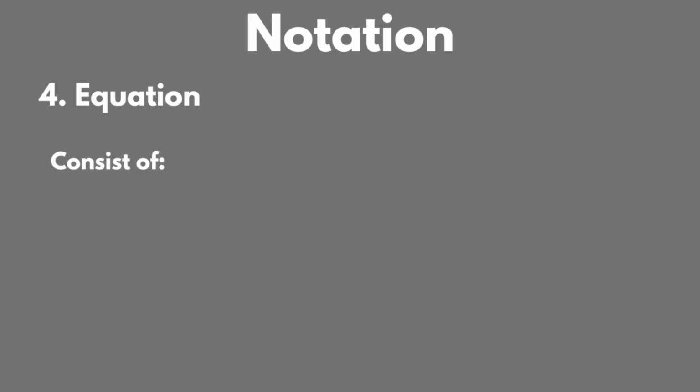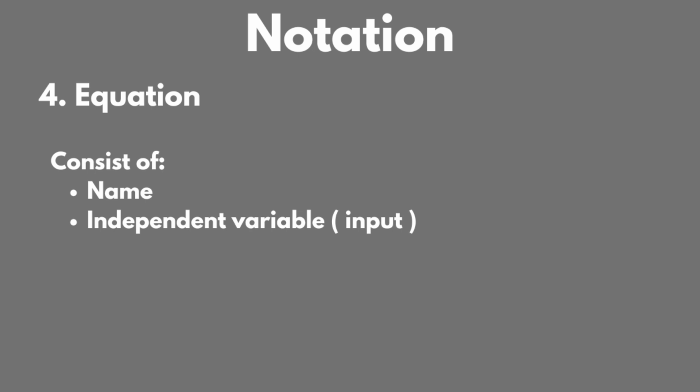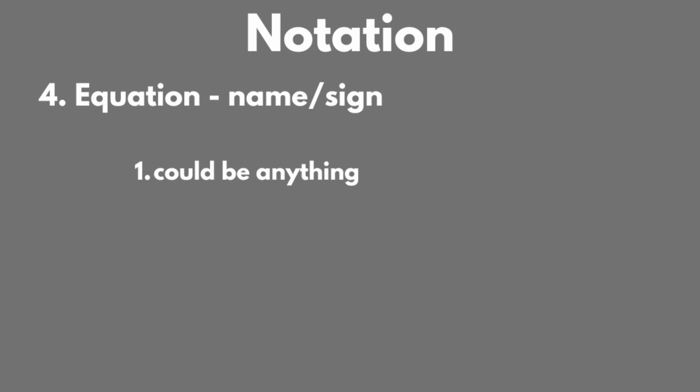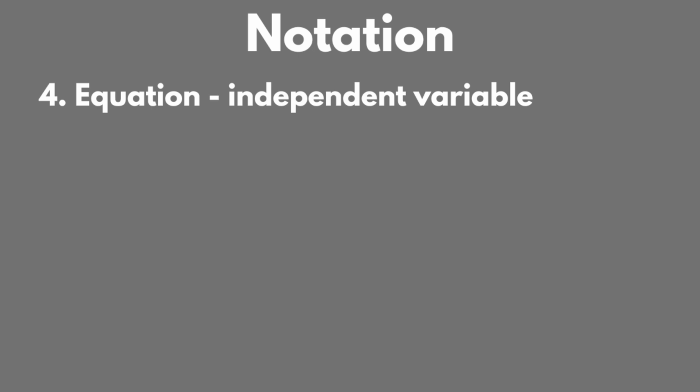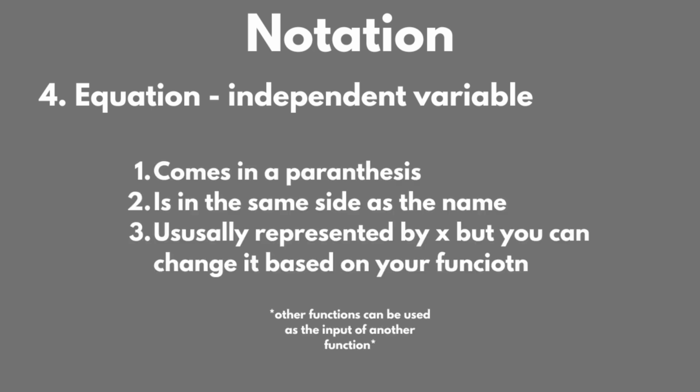Each equation consists of 3 elements: the name of the function or the function symbol, the independent variable or the input, and an expression. The name of the function could be anything. However, the most conventional way to name a function is using single letters such as f or g. Then we have the independent variable. x is mostly used to name this variable. Still, you can call it anything you want based on your function. This comes on the same side of the equation as the name, and it will be in parentheses.